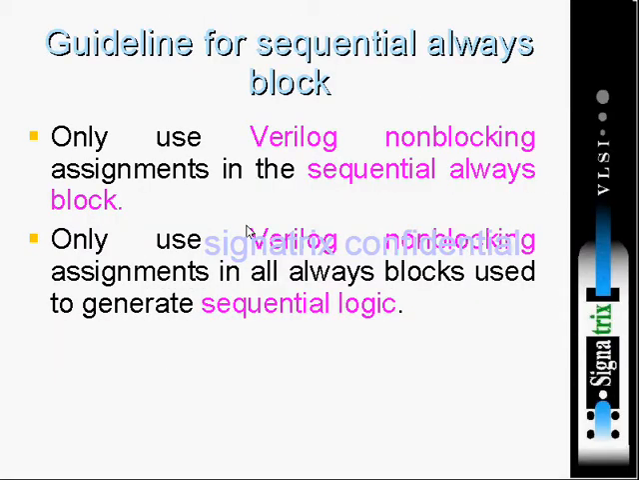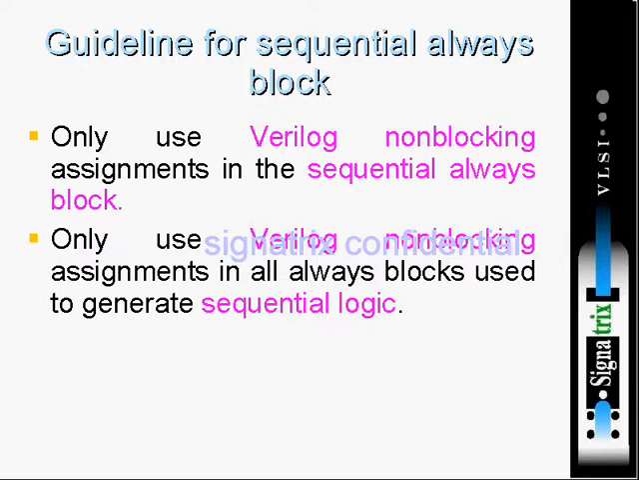Now, guidelines for sequential always block. Only use Verilog non-blocking assignment in sequential always block. So we know that whenever we are modeling sequential logic, you can say flip-flop, in that case it's better we implement that with the non-blocking assignment, because non-blocking assignment will allow us to execute the statements concurrently, which is the property of a sequential circuit, right?